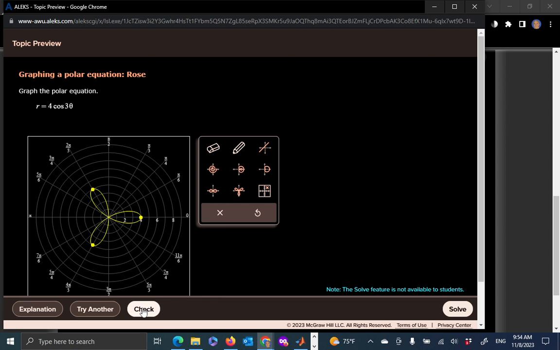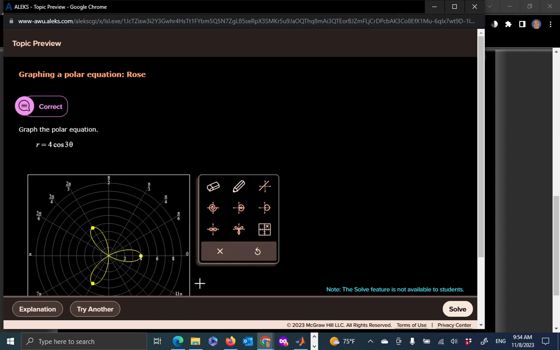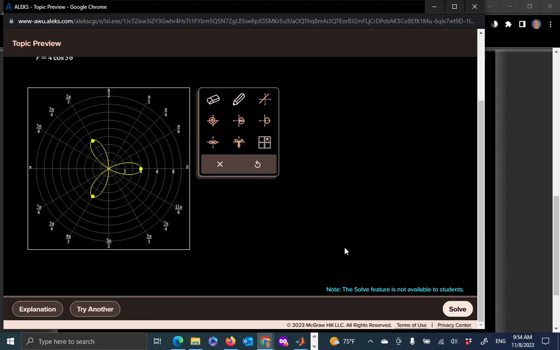Let's see if we are right. Well, thankfully we are correct. Now can we do this again? Because I wanted to do it by point plotting. Let's see. Well, the problem is considered finished, so let's see if we can start another problem.